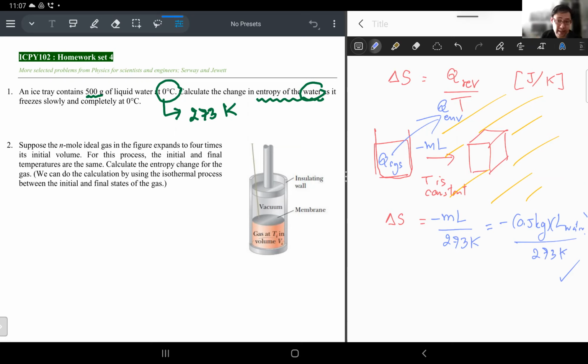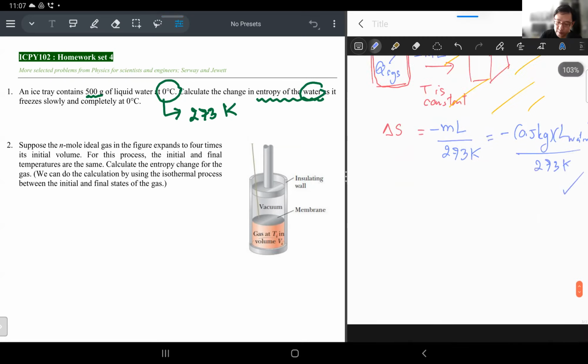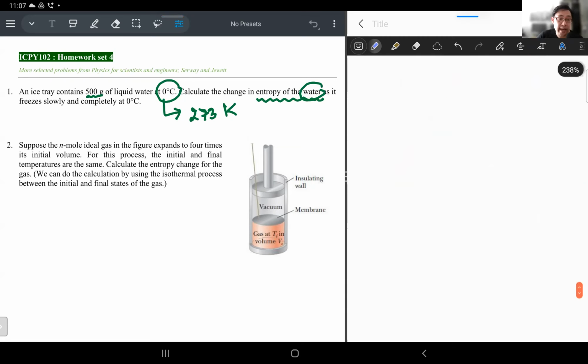So, okay, I hope you guys get the feeling of how to calculate the entropy from the first problem. Let's attack the second one. Okay, second problem. Suppose the N mole ideal gas in the figure expands to 4 times its initial volume. For this process, the initial and final temperatures are the same. Good, good. So this is an isothermal process. Calculate the entropy change for the gas. We can do the calculation. This is a hint: using the isothermal process between the initial and final states of the gas.